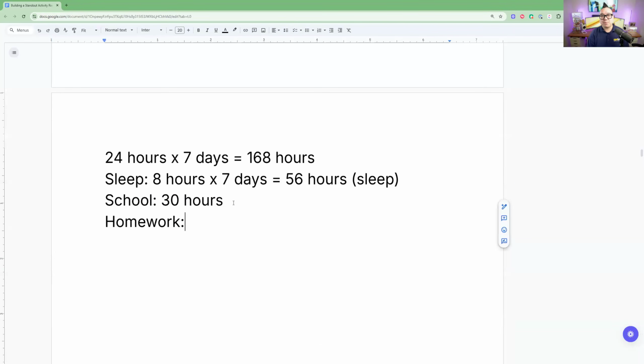Homework, how much is homework typically done? 3 hours a night, I think that's fair. 3 hours a night times 5 is 15 hours a week, right? These numbers can go up and down a little bit, but these are like the averages. That's some even less than 15 hours, even more for you, right?